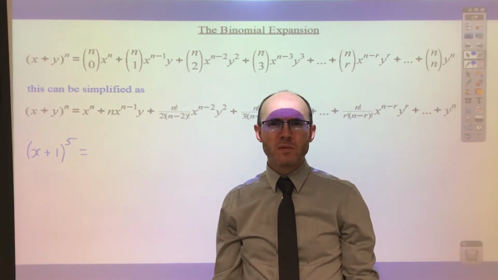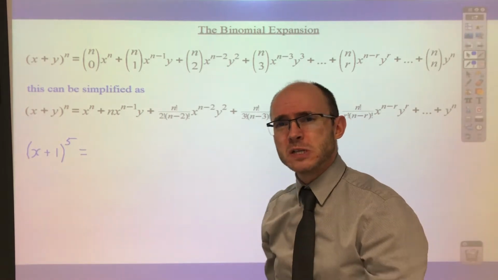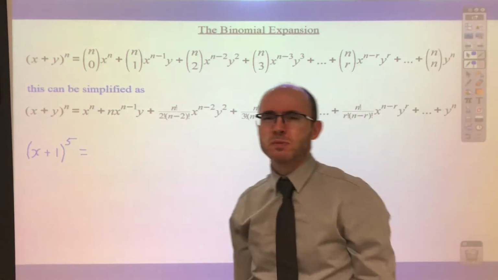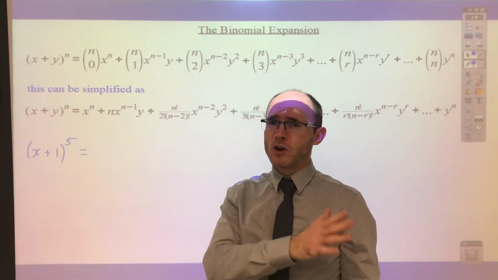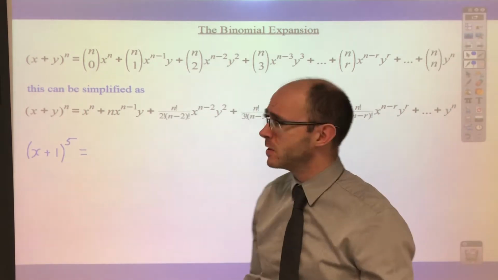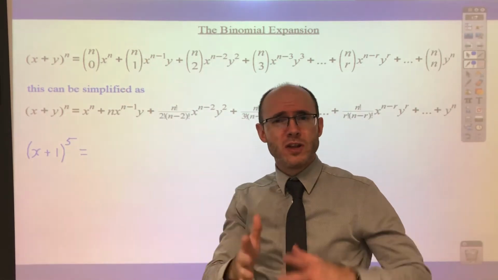Right, time for examples. Now I've gone over the binomial expansion, where it comes from. Let's see it put into practice. So, simple one, x plus 1 to the power 5. I've chosen a nice simple one because you can actually use Pascal's triangle to do it if you want. Or alternatively, just use the binomial expansion formula. I'm going to use the binomial expansion formula so you've got an idea of how it works.